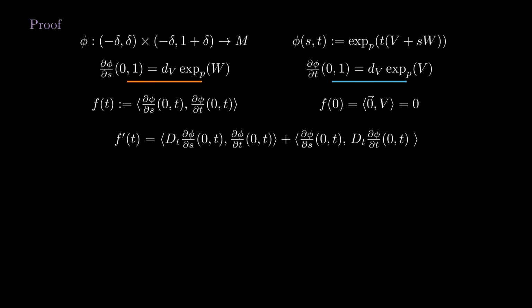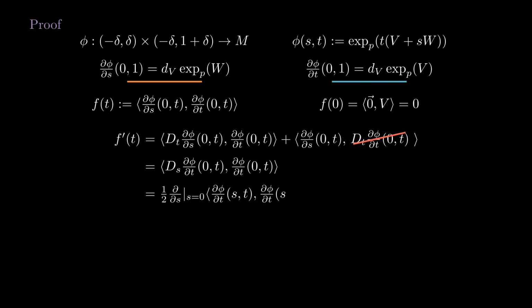Now for a fixed s, the curve phi of st is a geodesic because it is the exponential map applied to a line passing through the origin, so the second derivative with respect to t is 0. Now we use the property of the covariant derivatives we proved earlier. D_t partial phi with respect to s is the same as D_s partial phi with respect to t. To this expression, we can again apply the Leibniz rule to say that it is 1/2 of the derivative with respect to s of partial phi partial t times itself.